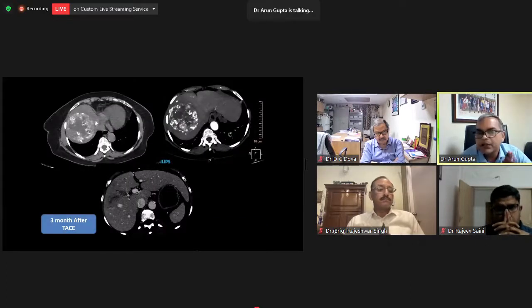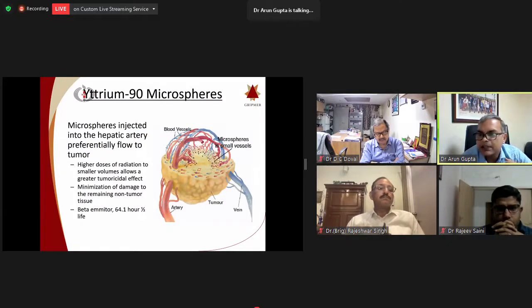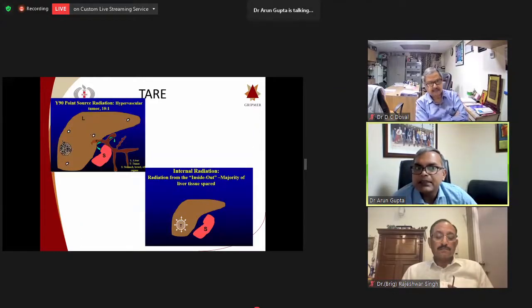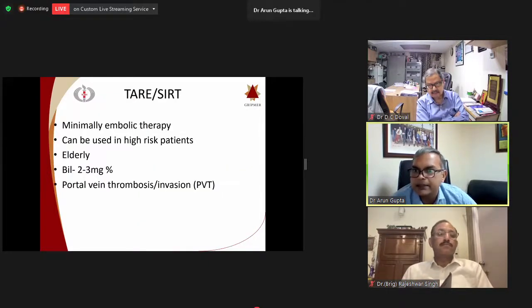Coming to the transarterial radioembolization, at present yttrium-90 is the most commonly used agent. This is a beta emitter, so very little penetration outside the body. The radiation occurs within the liver, and it has a 64-hour half-life, so we can handle it easily. The concept is basically inside-out radiation, and because of the hypervascular tumor, these particles get circulated more in the tumor as compared to the rest of the parenchyma, and that's how we give a large amount of radiation. Our aim is to give radiation of about 120 to 150 gray.